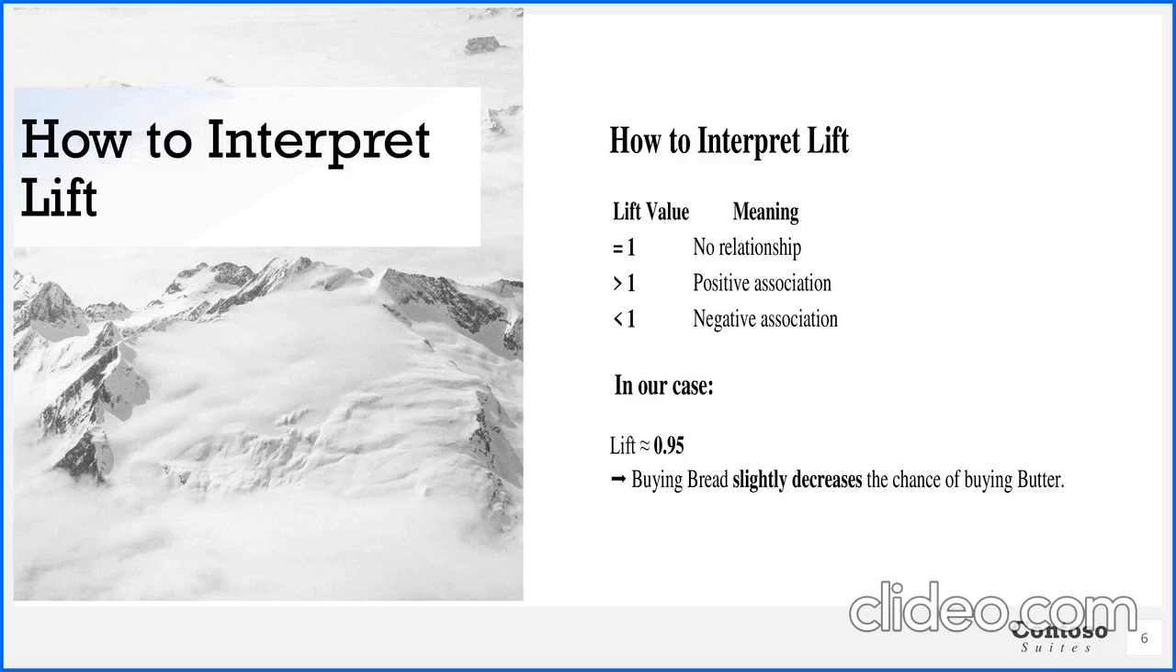Now the shopkeeper comes to the conclusion that they can buy only the bread, not the butter. These items are not related to each other. So this is how the Apriori algorithm is helpful in making decisions for purchasing items in the store.